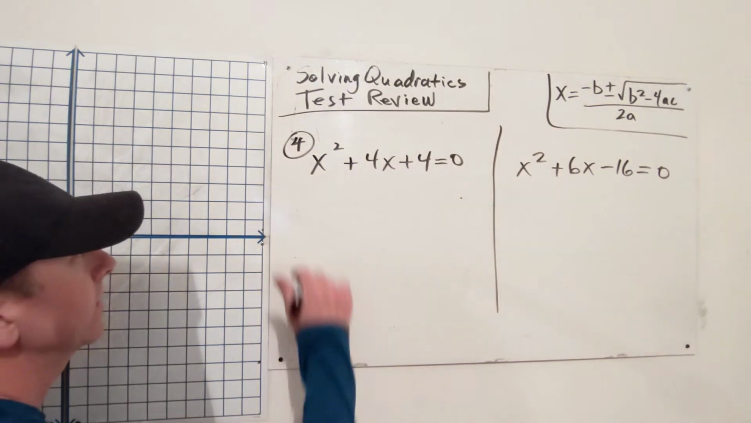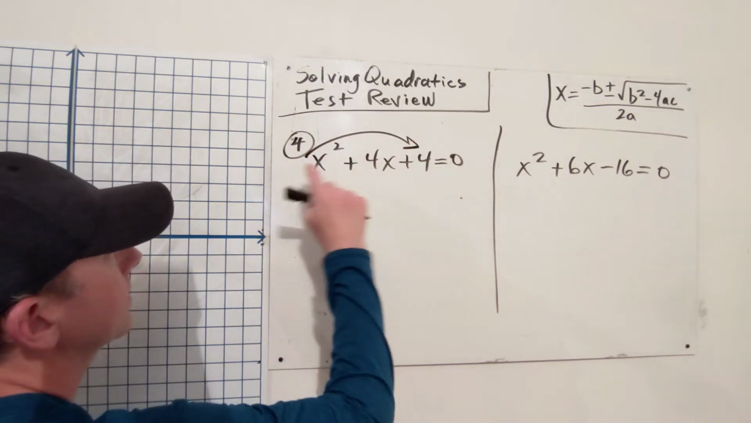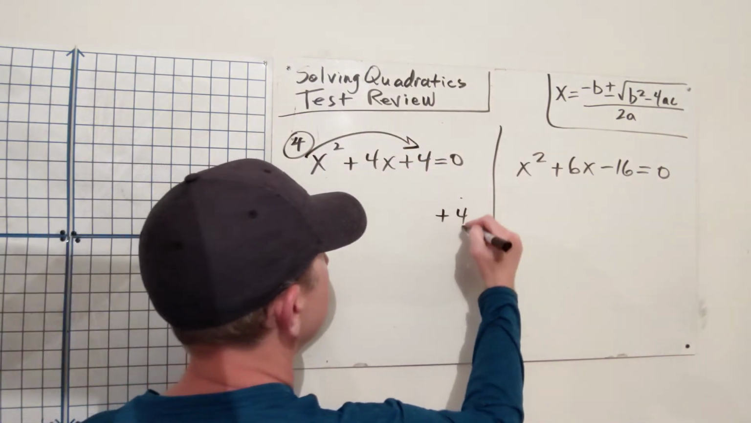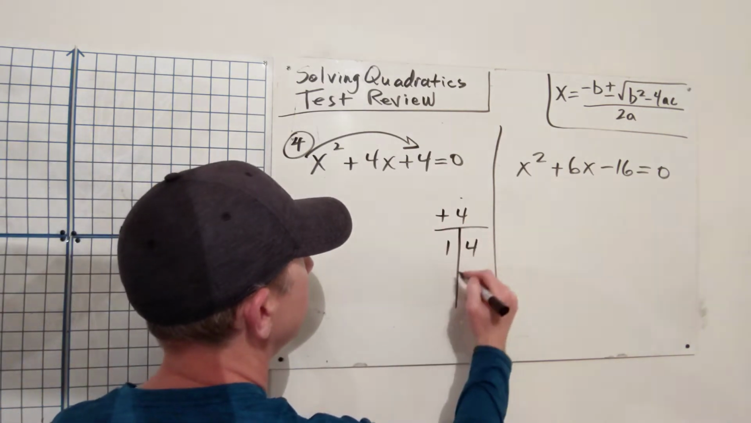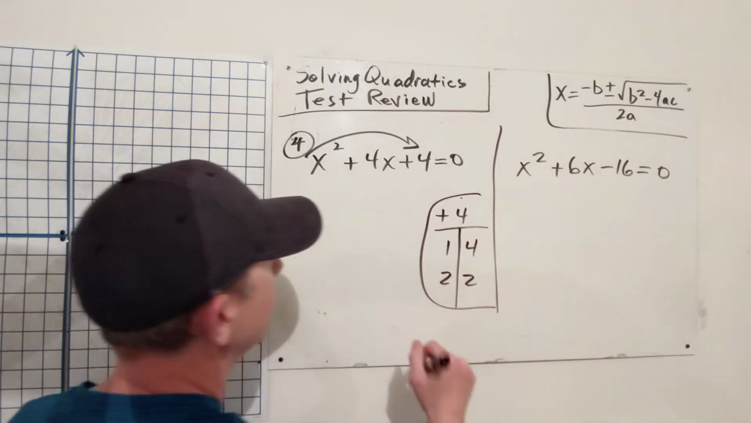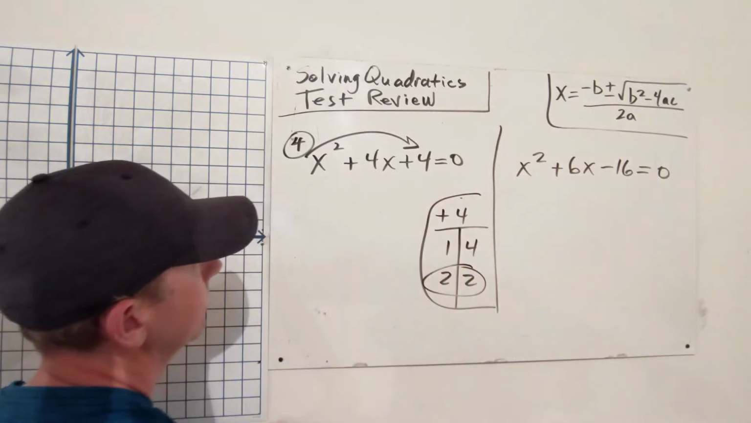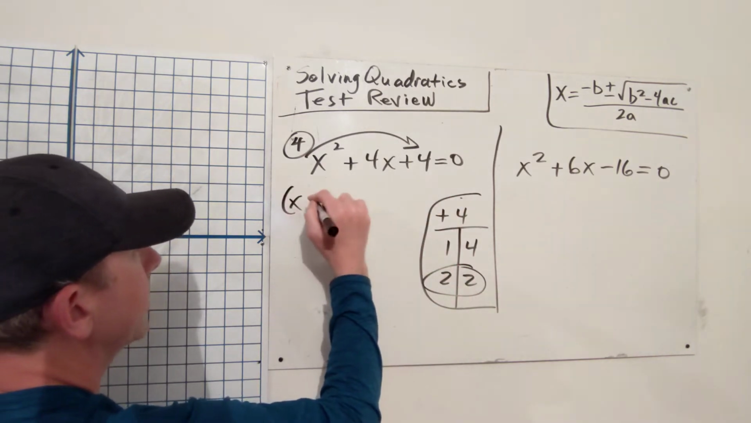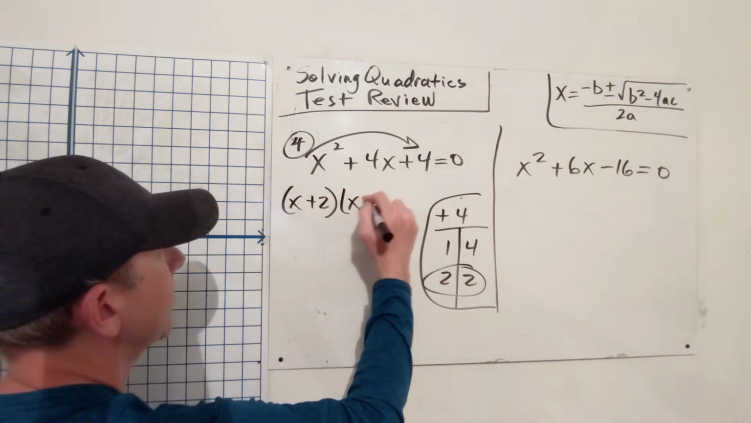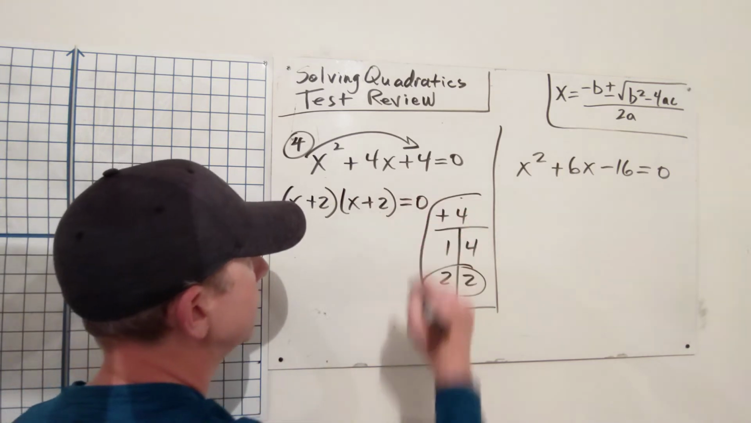So when we're factoring, we can multiply a times c. Now the good news is we can take the shortcut here. We don't have to do factor by grouping, but we're going to look at factors of 4, 1 and 4, or 2 and 2. Which one will combine to 4? It's definitely this one. So they're all positive, so those both stay positive. So we got x plus 2 times x plus 2 is equal to 0.